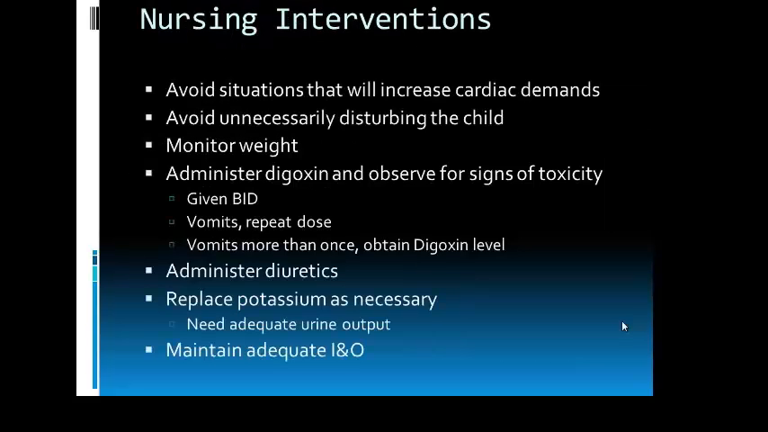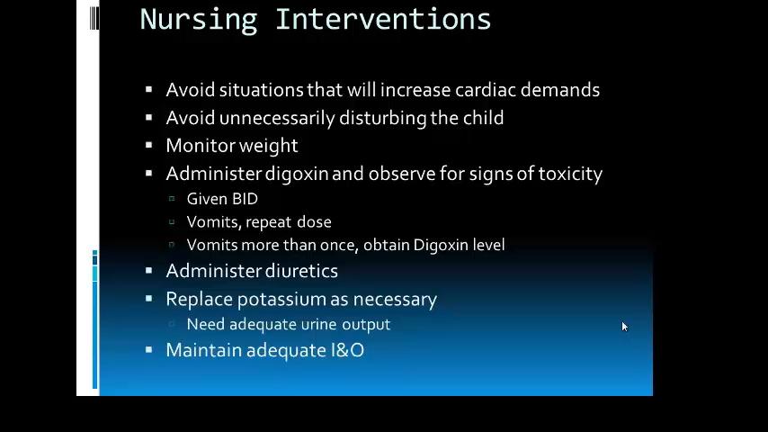Nursing interventions for all of these kids with cardiac defects will be to avoid situations that will increase cardiac demands. That is why we only feed them for no more than 30 minutes. We have them have frequent rest periods. Weighing them daily is very important because many of them have failure to thrive. A lot of these kids will be given digoxin because of the heart failure. We need to increase the strength of those contractions. We don't want to give the digoxin unless they have adequate cardiac output.